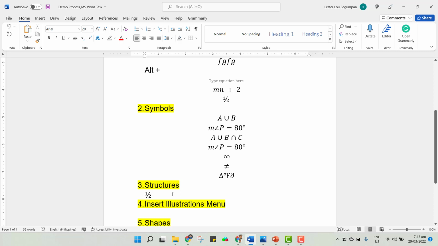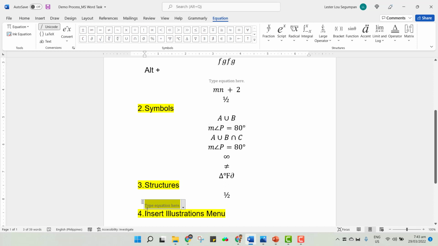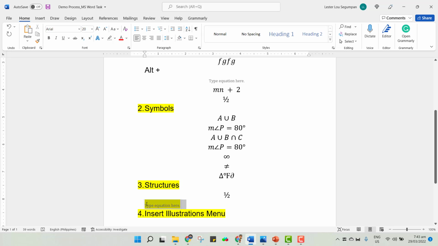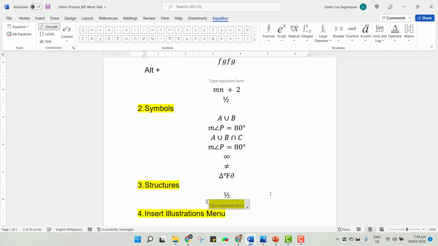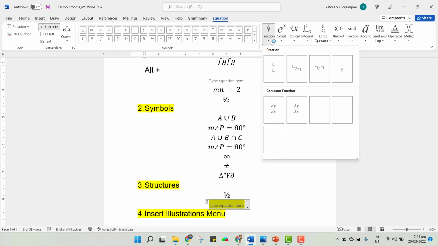So instead of doing that, I'm going to suggest you go again to Alt plus equals, which is insert equation. Okay, don't forget that one. Alt plus equals is insert equation, and you would see here in structures that you could create different forms of expressions. Number one is a fraction. When you click that, you may see here different forms of how fractions are presented.